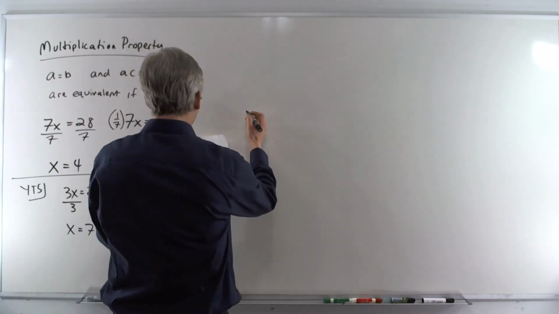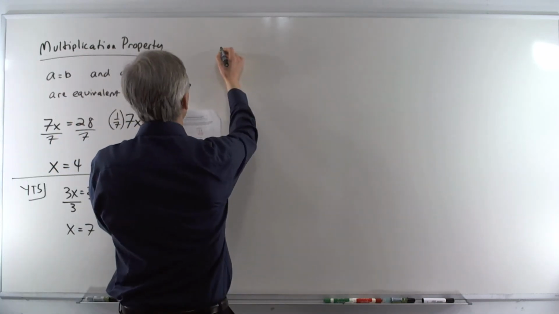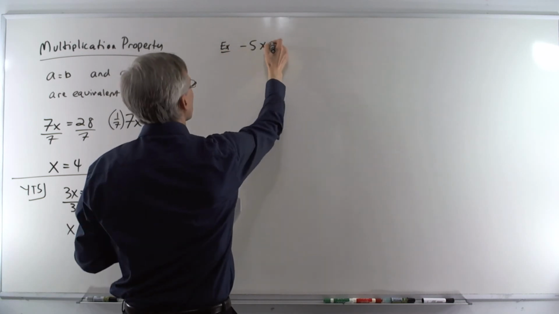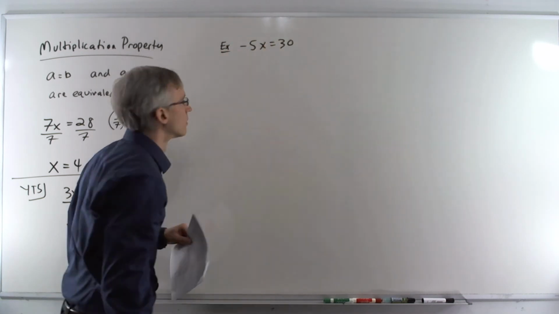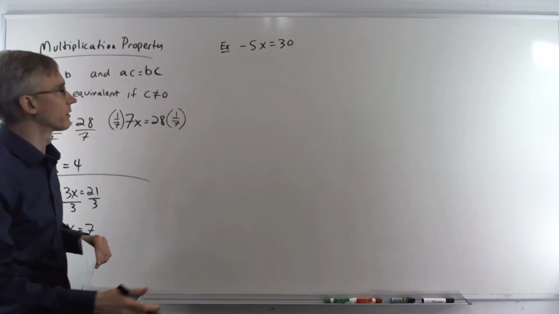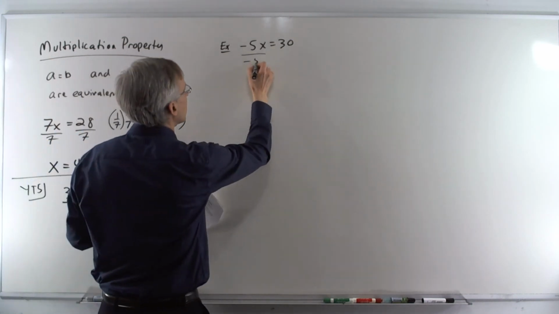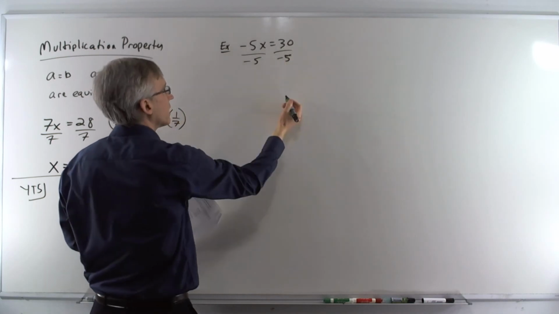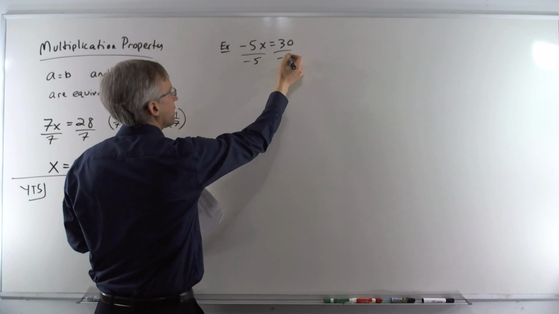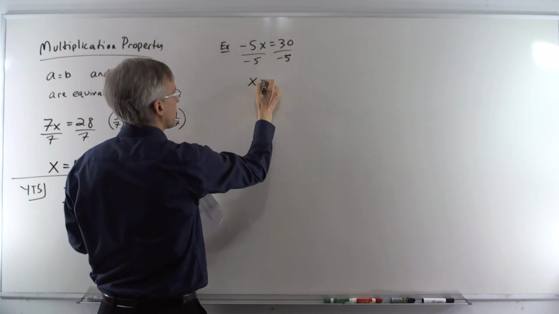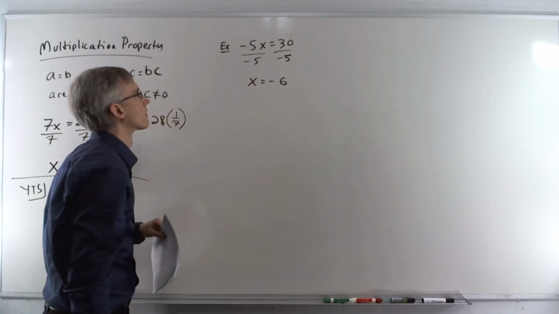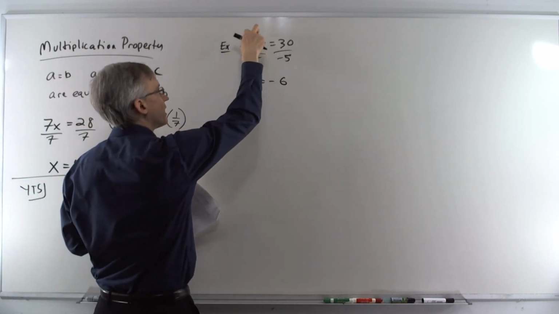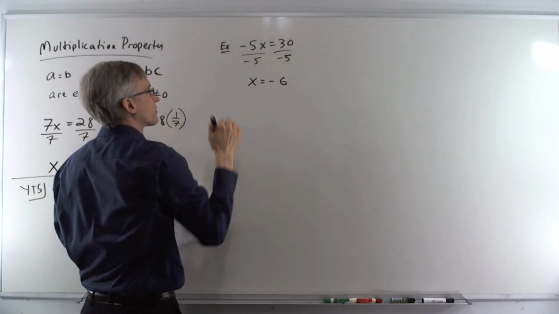Well, sometimes we'll have negative coefficients. Make sure you include that negative when you divide. And this will change the sign of the number on the other side. So 30 divided by -5 will be -6. x equals -6. Now if I take -5 and multiply by -6, negative times a negative is positive, so we get positive 30, and that checks.